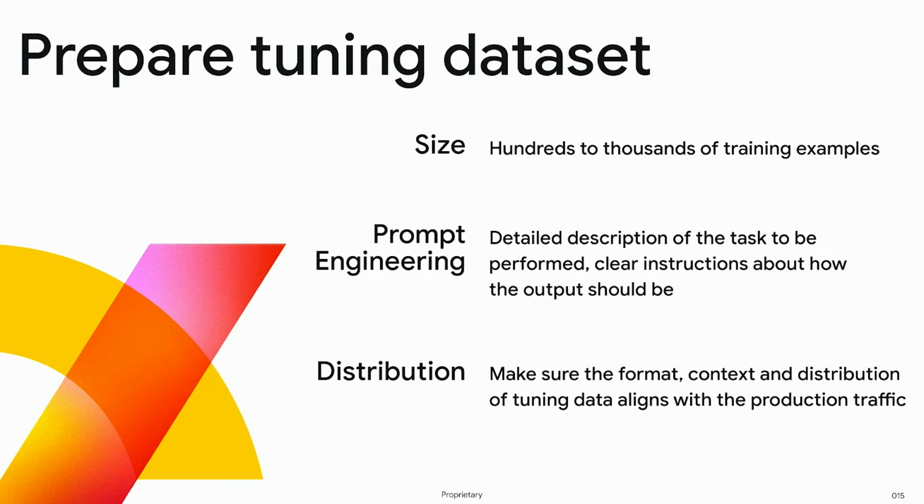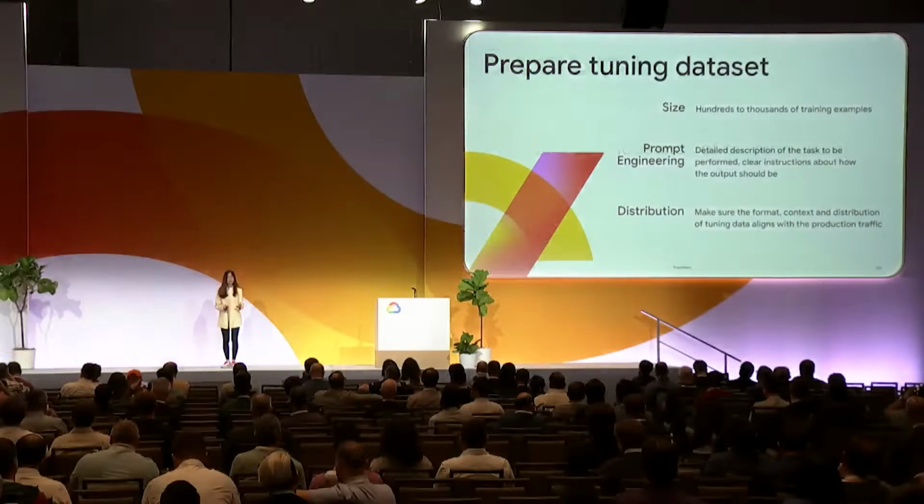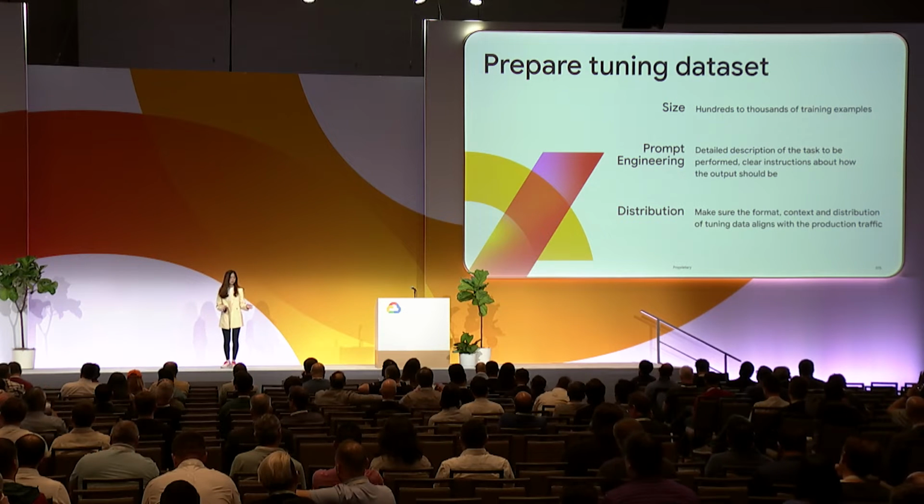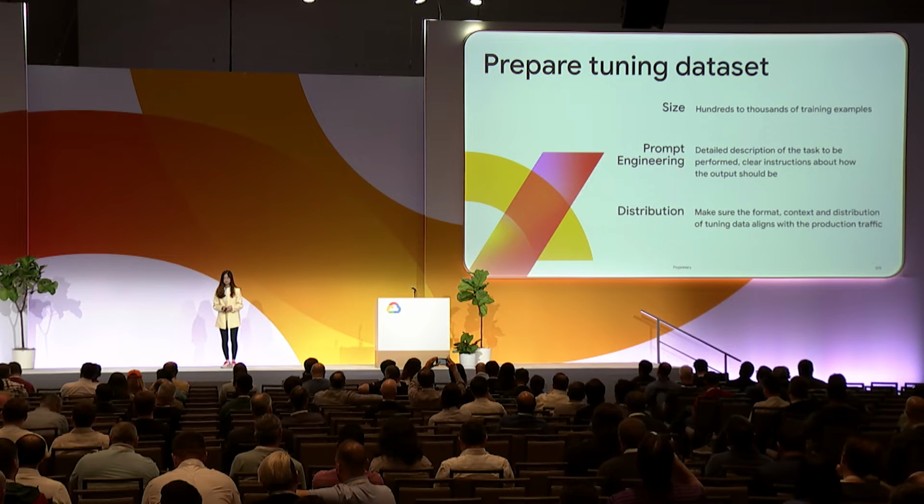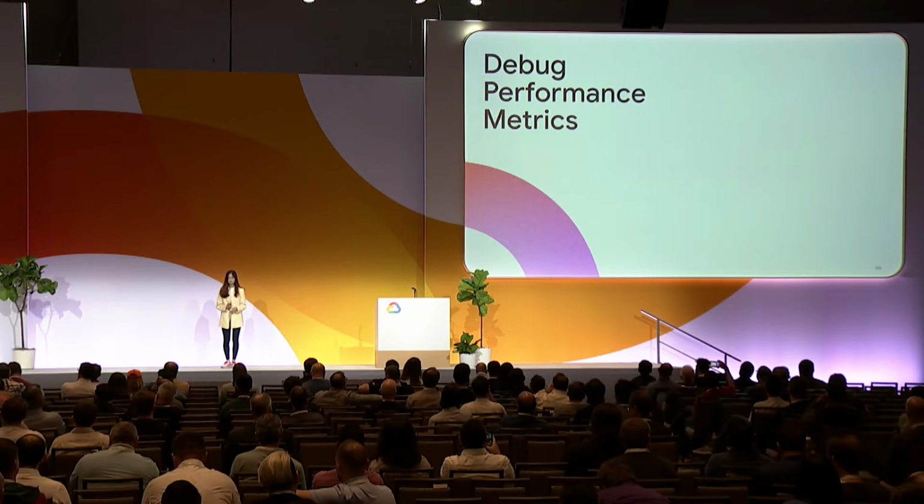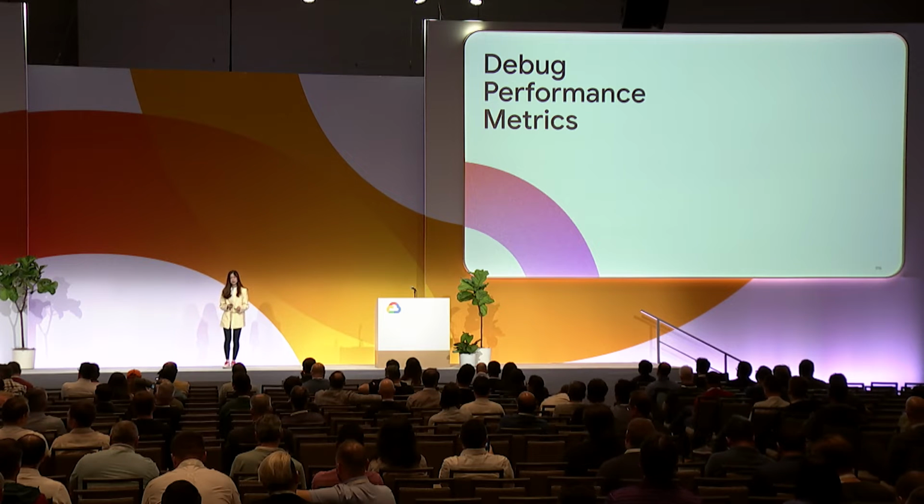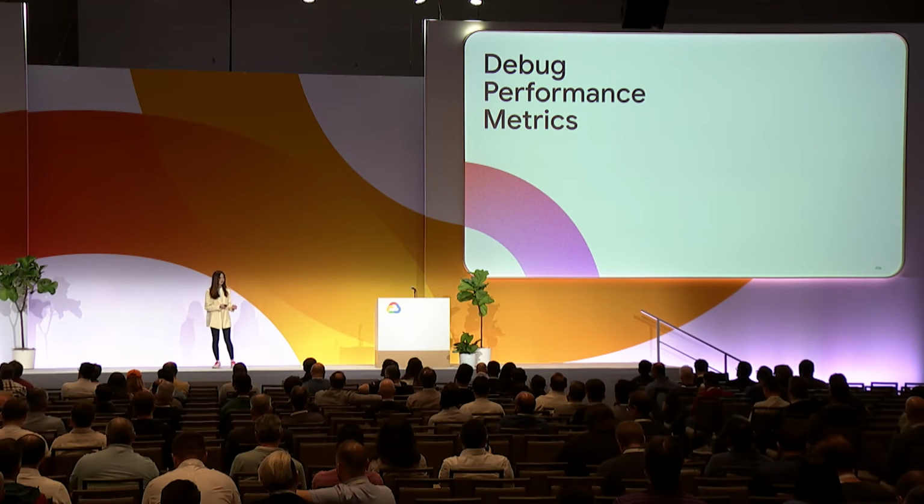Lastly, your tuning dataset should mimic what you expect in production. Make sure the format, context, and distribution of your tuning dataset aligns with what you expect the model to handle in production. So after you prepare your tuning dataset, you can go ahead and submit a tuning job through Vertex AI, which we will demonstrate a bit later. But after the job is submitted, we provide real-time monitoring capability so that you can visualize how your tuning job is progressing, whether it's really learning.